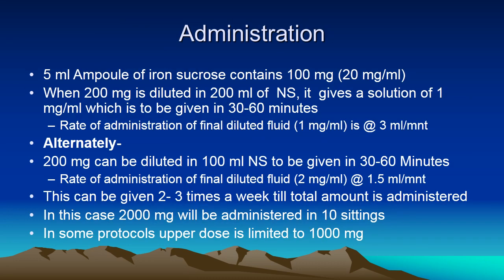A 5 ml ampule of iron sucrose contains 100 milligram, so the solution strength is 20 milligram per ml. When 200 milligram is diluted in 200 ml of normal saline, the final dilution becomes 1 milligram per ml, which is to be given in 30 to 60 minutes at a rate of about 3 ml per minute. Alternately, 200 milligram can also be diluted in 100 ml normal saline, which can be given in at least 30 to 60 minutes. And here the rate will be 1.5 ml per minute.